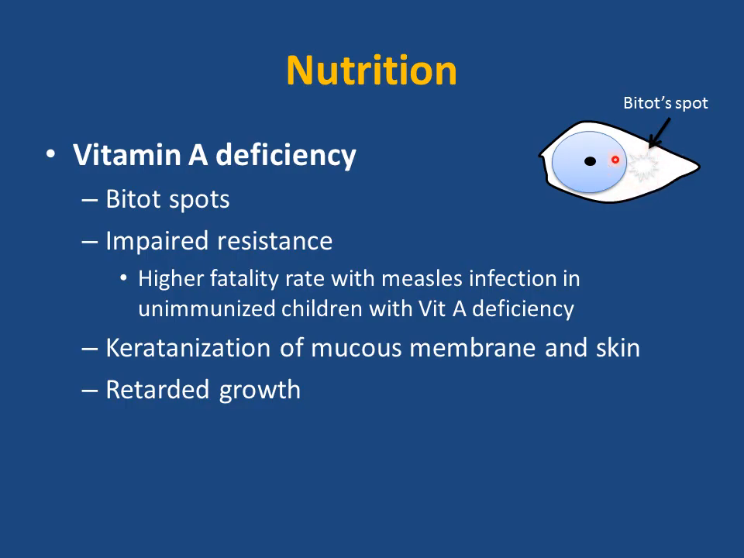It may look oval or round or triangular or irregular shape as this figure. Also, if someone develops measles and is vitamin A deficient, the mortality rate is very high. Vitamin A deficiency affects the skin as well, not only the eye, and they have hyperkeratinization of the skin. Their skin becomes scaly and rough, what is well known as follicular hyperkeratosis. Also, they have retarded growth.